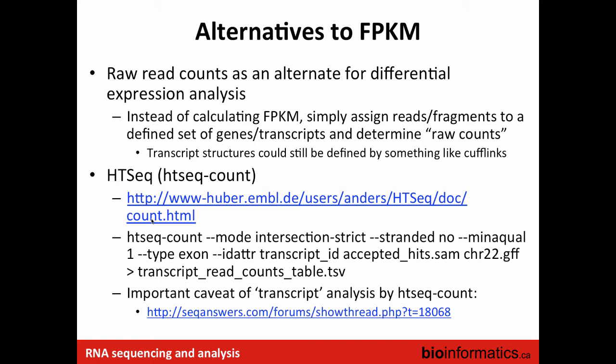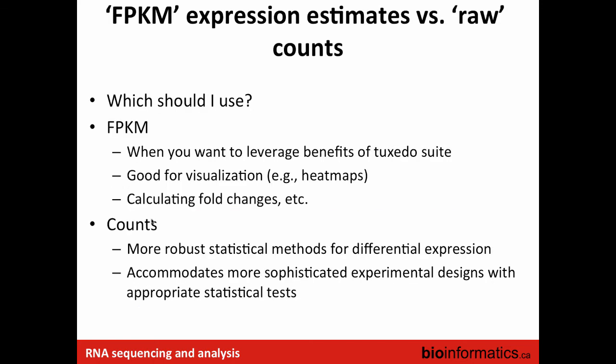But typically, these are used for the case where you know what your genes and transcripts are, and you're just going to trust Ensembl or RefSeq to have figured that out. And all you want to do is assign read counts to those known genes and transcripts, and then use some of the other available statistical packages to determine differentially expressed genes or transcripts. So we're going to go through how to use HTSeq-count to do that. And then we'll use a package, I believe EdgeR, to calculate differential expression between raw counts.